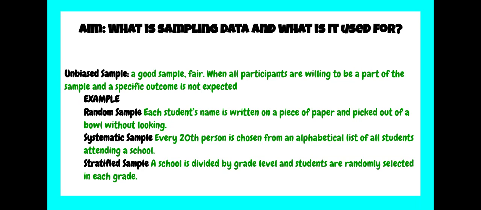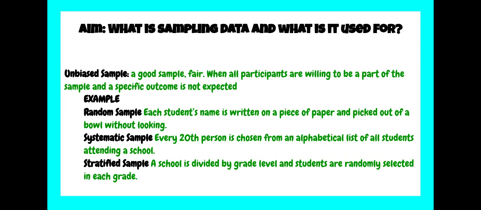And then a stratified sample is if a school is divided by grade level and the students are randomly selected from each grade. So you're gathering a smaller group of people. They're divided in a certain way, and then you just sample from there. So those are our unbiased samples.